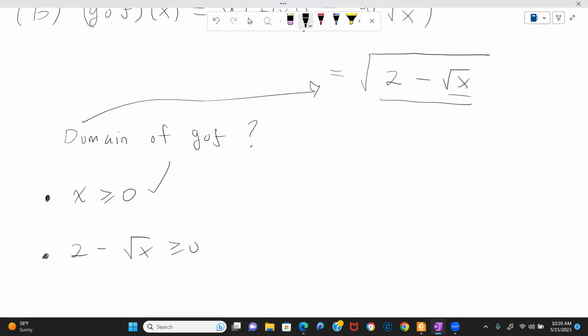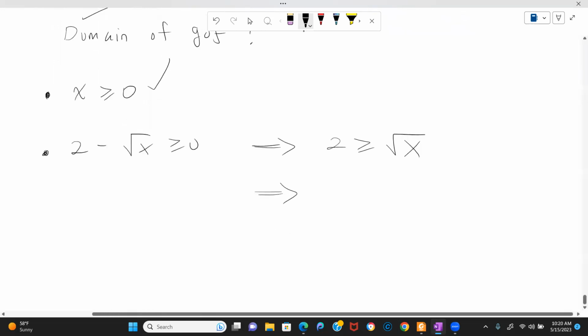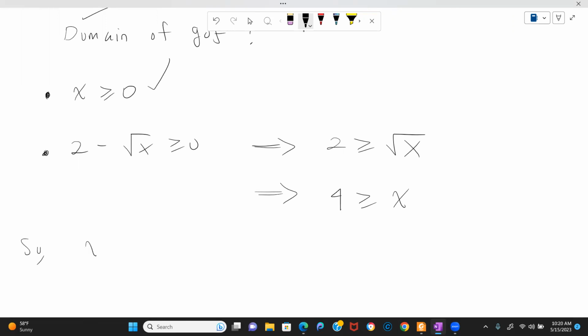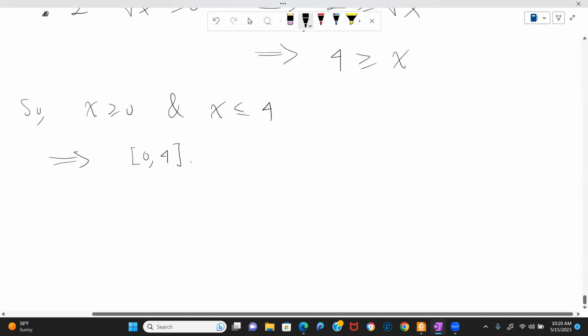But now we want to solve for this one. We add square root of x to both sides, so we have 2 is greater than or equal to square root of x, and then we can square both sides to get 4 is greater than or equal to x. So we want x greater than or equal to 0 and x less than or equal to 4. Combining those, you can see that the domain is going to be 0 to 4. All right, so that's B.